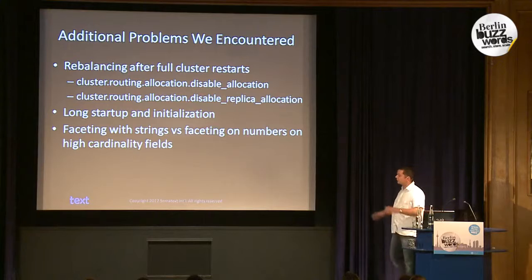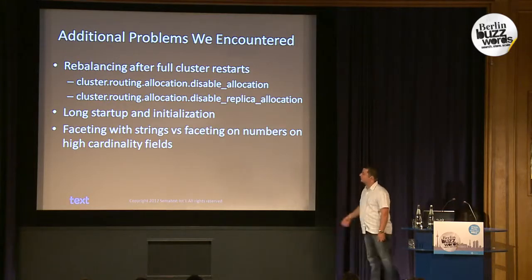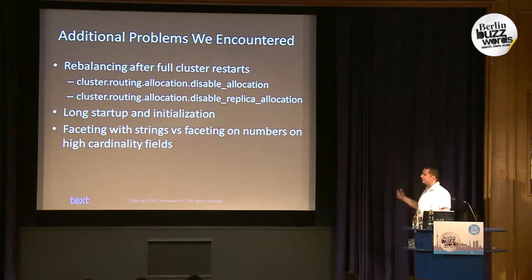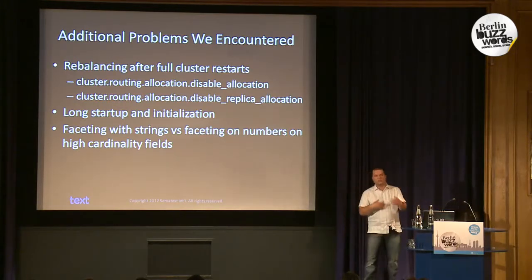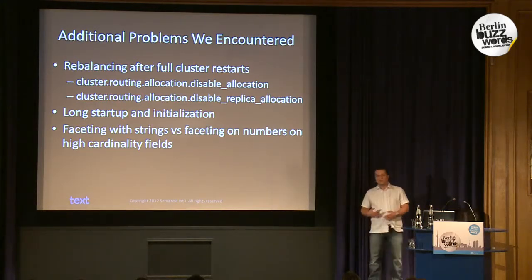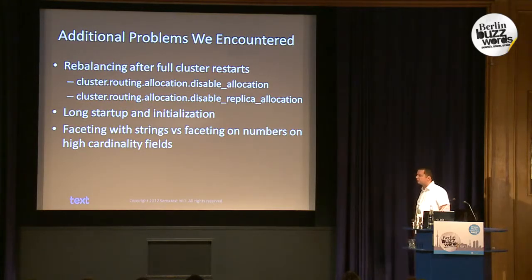Additional problems we encountered, and I can't talk about them because of the time, were the rebalancing after full cluster restarts, long startup and initialization of the cluster, and faceting on strings versus faceting on numbers for high cardinality fields. When you have multiple tags for a single document, you end up having faceting being executed for a long time.